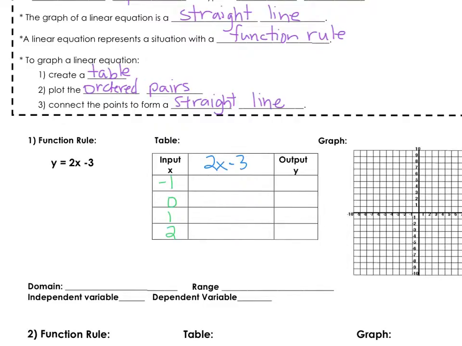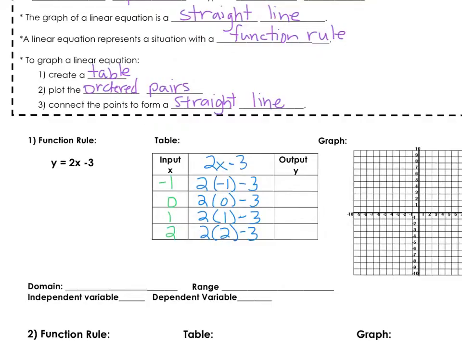So now every time I see x in the rule, I'm going to plug in my input values. So I've got 2 times negative 1 minus 3. Then I've got 2 times 0 minus 3. 2 times 1 minus 3. And 2 times 2 minus 3.